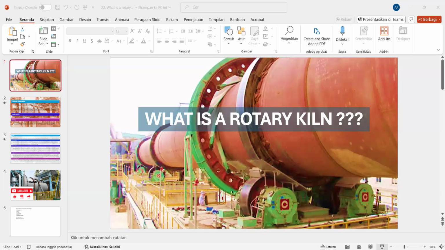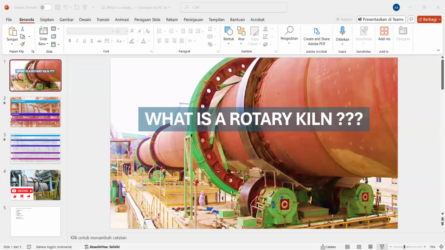The thickness of the lining is in general in the range of 80 to 300 millimeters, 3 to 12 inches. A typical refractory will be capable of maintaining a temperature drop of 1000 degrees Celsius, or 1800 degrees Fahrenheit, between its hot and cold faces.